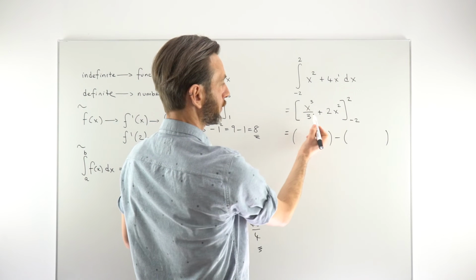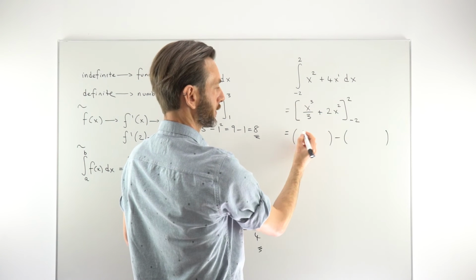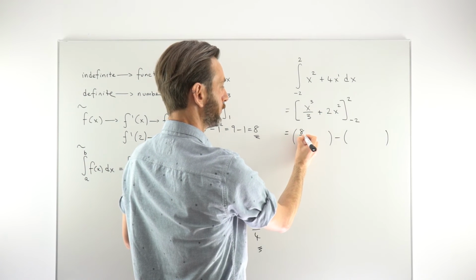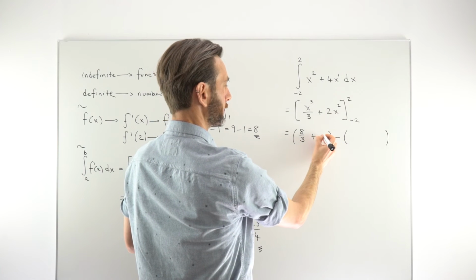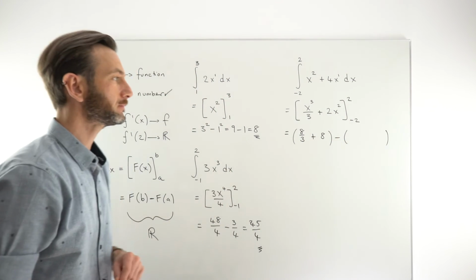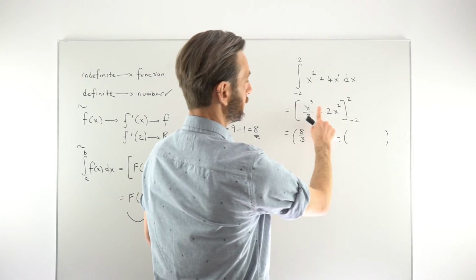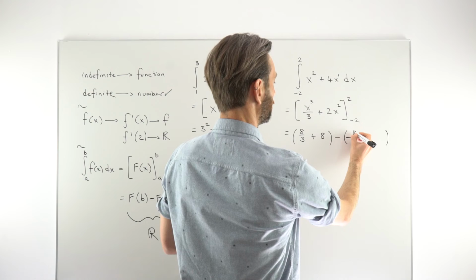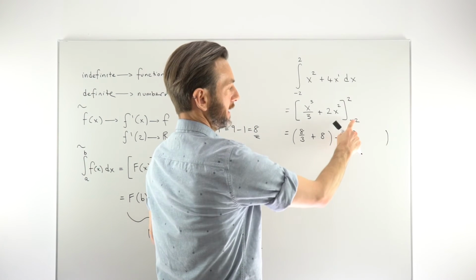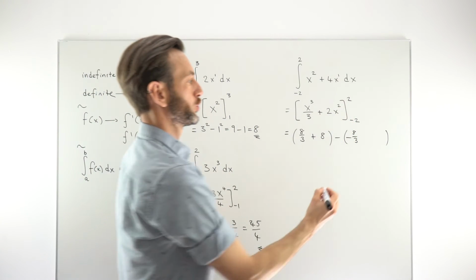So subbing in the 2 first of all, 2 cubed is 8, so that's going to give us 8 over 3. 2 squared is 4, times 2 is 8, so it's just 8. Okay, subbing in the negative 2, negative 2 cubed is negative 8, so we're going to get negative 8 over 3. Negative 2 squared is 4, times 2 is 8.